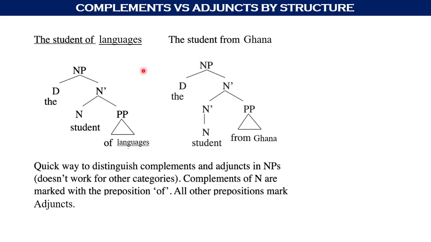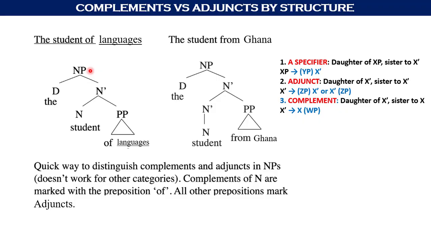Now this is the clue. A quick way to distinguish complements and adjuncts in NPs is that complements of the noun are marked with the preposition of. All other prepositions mark adjuncts. So if you have a noun phrase, if there is an of preposition, then it means that it is a complement. If it is not an of preposition and it is any preposition of any kind, then it means the prepositional phrase is an adjunct.